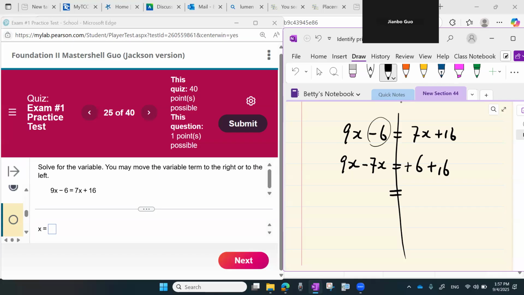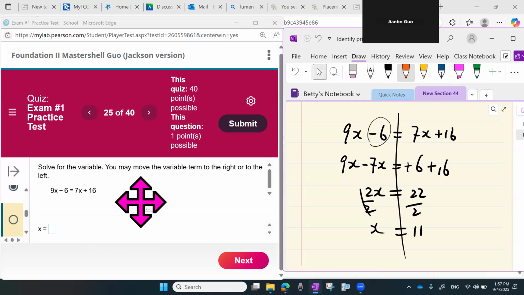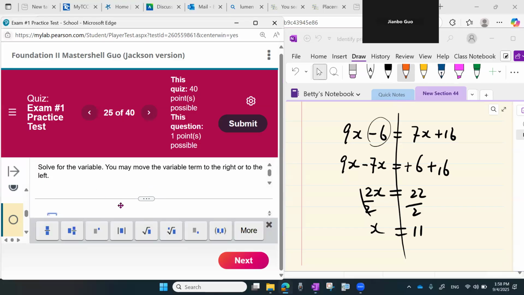Now we have like terms collected, we can combine them. 9x minus 7x, 2x. 6 plus 16, 22. Divide each side by 2, we have x equals 11. You can double check. 9 times 11 is 99, 99 minus 6 is 93. 7 times 11 is 77. 77 plus 16 is also 93, so it is correct. Please do not enter 93, enter 11, that's the value of x.